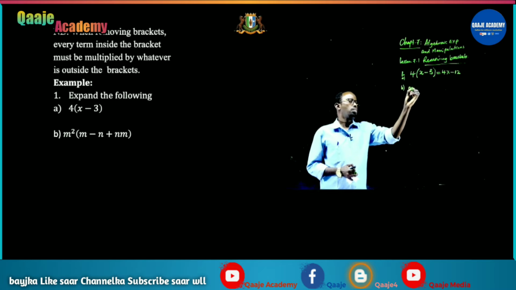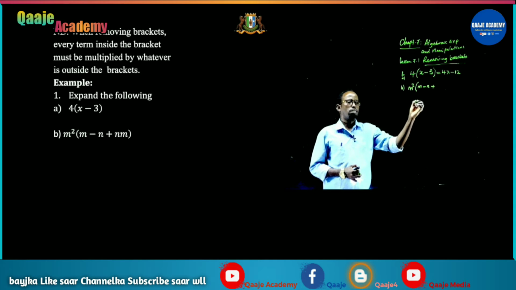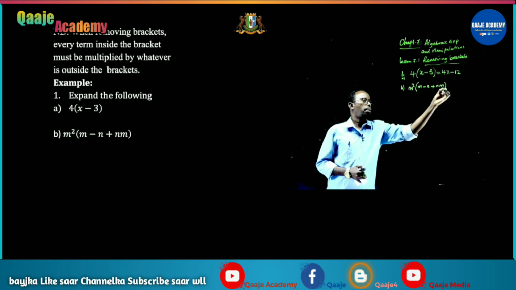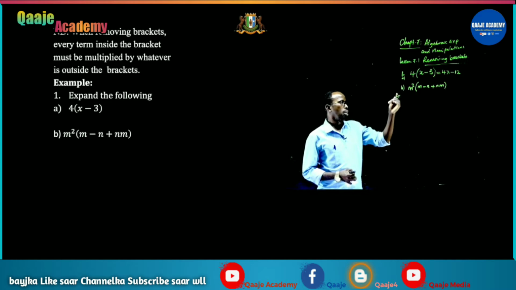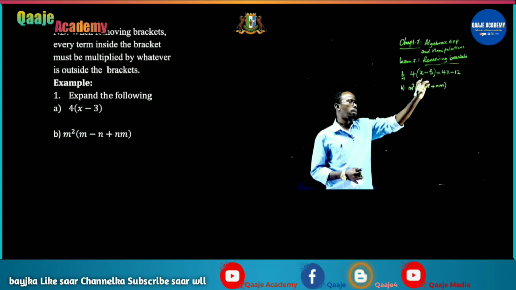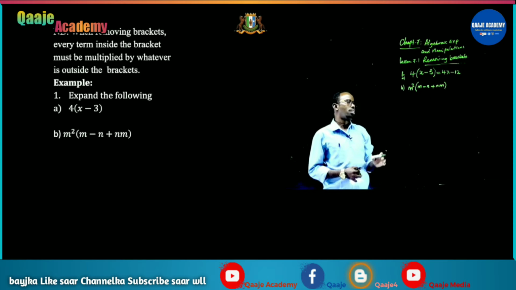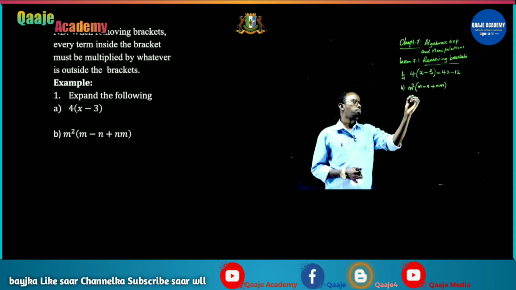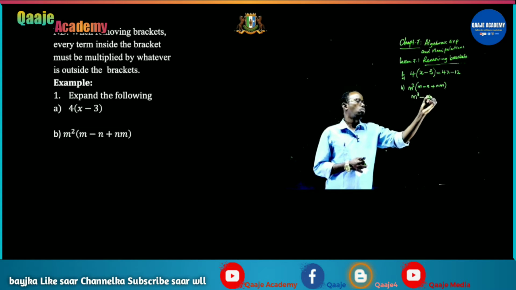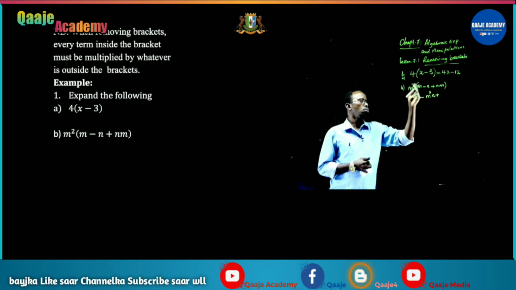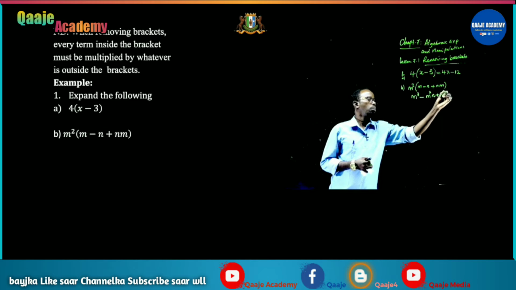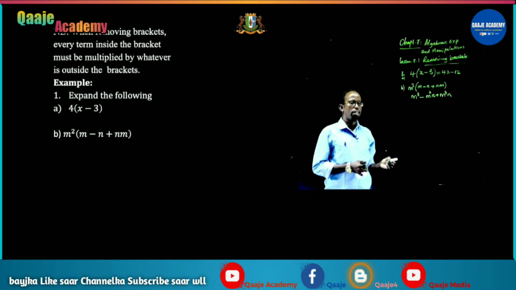B: m squared, bracket, m minus n plus nm. The number that is outside the bracket is multiplied by everything inside the bracket. So m squared times m, you get m cubed, minus m squared times n, you get m squared n, and then plus m squared times nm gives m cubed n.